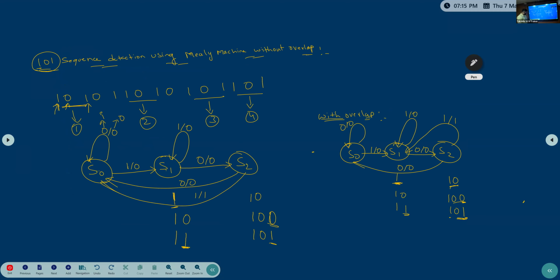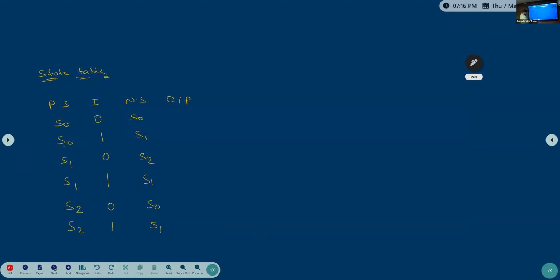So now the outputs. If you observe, where the output is 1, in this condition only the output is 1, right? Yes or no? Only after this the sequence is completely detected, and the output will be 1 here. In all the remaining cases it is 0.